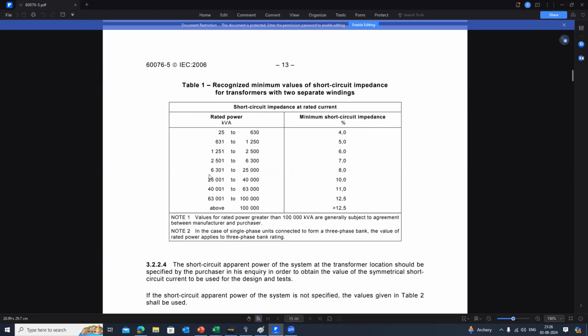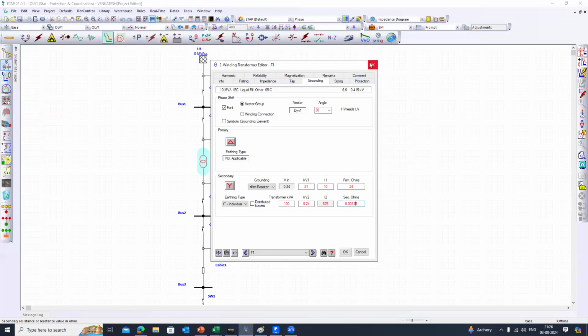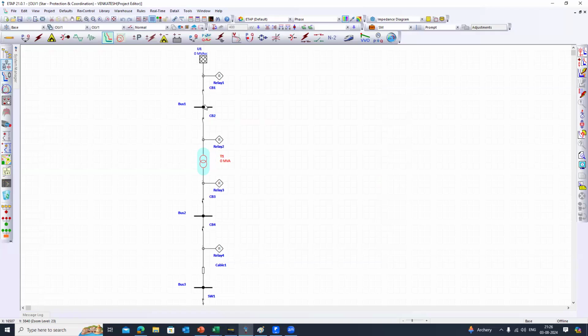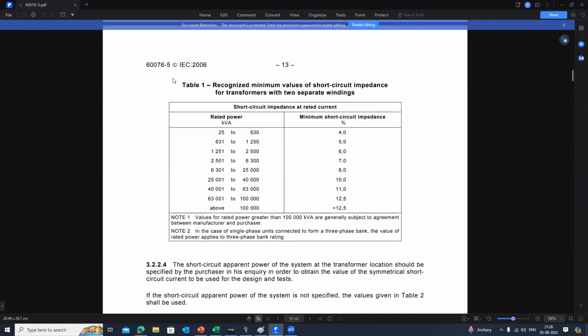If you literally do not know how much impedance is needed, rather than starting with some unknown value, you can start with some well-known value. That's the reason why this is given. This 60076 part 5 has been updated in 2006, but still the problem with ETAP is they are following the 1992 version. Up to 21, I am telling you, they are still following the 1992 version of the 60076. So this is one important aspect you need to look into.